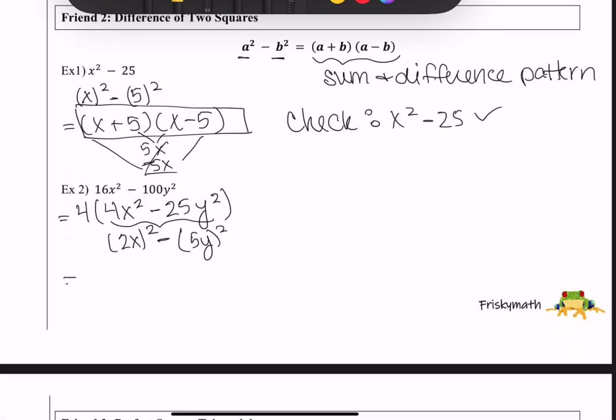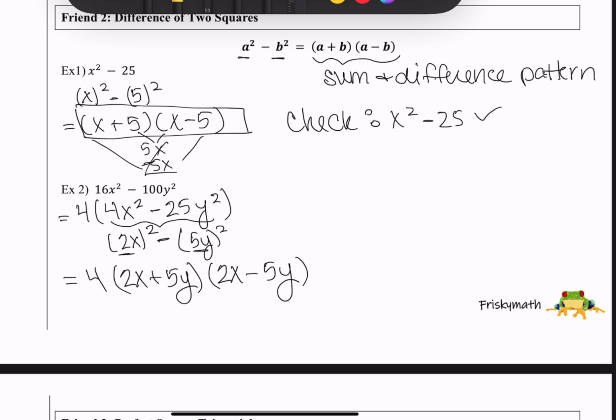All right, so when I factor this, I'm going to keep the 4 on the outside. And now I'm going to use my 2x and my 5y, those two bases, to put into my sum and difference pattern. So I'll have a sum pattern and a difference pattern. And again, it's just the square roots of the first and second term. Or in other words, these bases here are kind of like your a and your b in the pattern. So we'll have 2x plus 5y and 2x minus 5y. So this is completely factored.